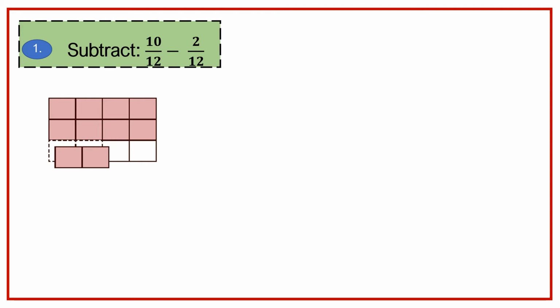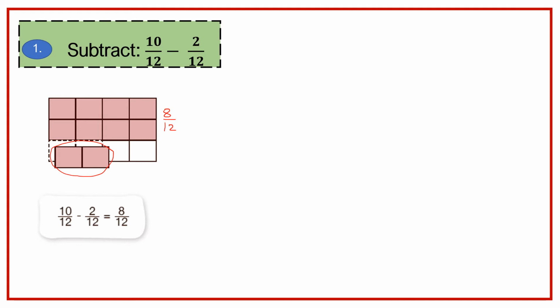In this figure, you can see that 10 parts have been shaded. Out of the 10 parts, we take away 2 parts. If we take away 2 parts, we will remain with 8 parts out of 12. So it is the same as 10 out of 12 minus 2 out of 12 equals 8 out of 12.